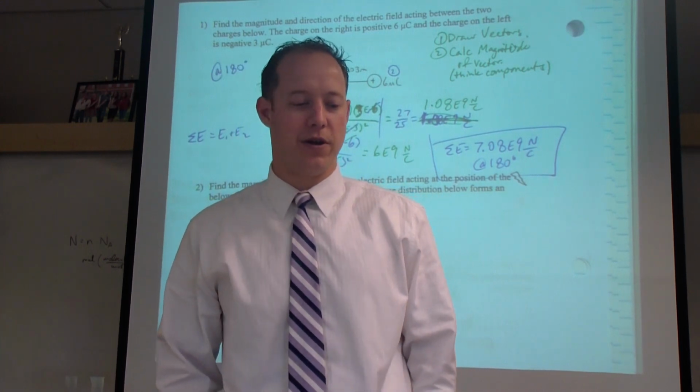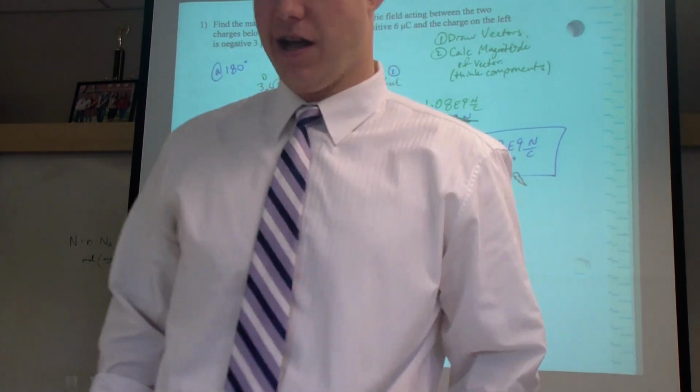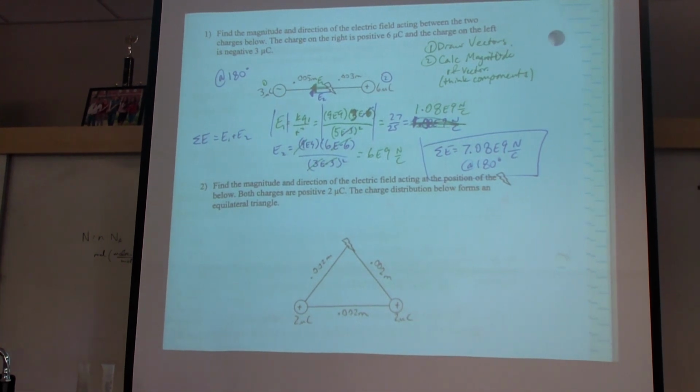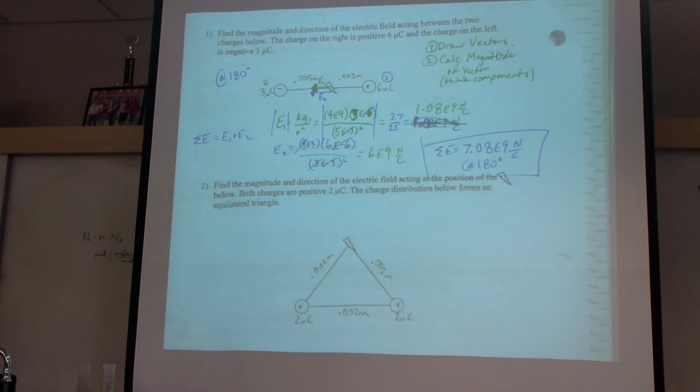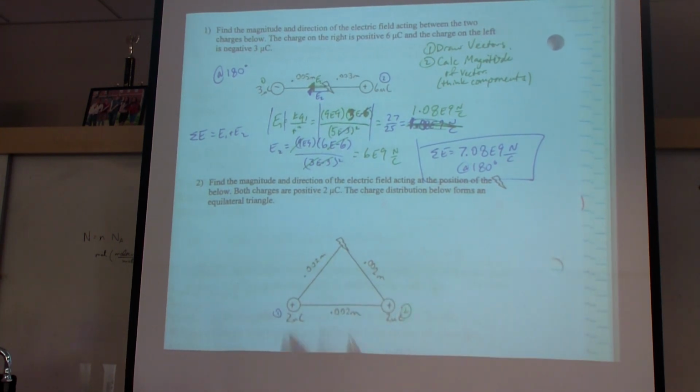What I want you to do is try to do the second problem on your own. It's harder. Good luck. Okay. Here we go. We have an equilateral triangle. I'm going to call this guy 1. I'm going to call this guy 2. And they're both positive. Step 1, draw the vectors.